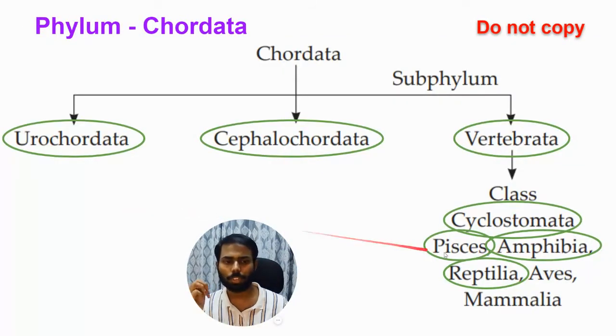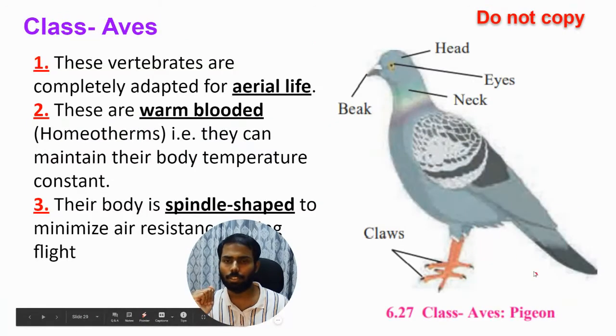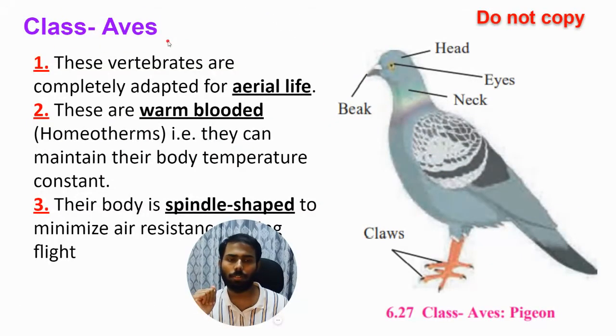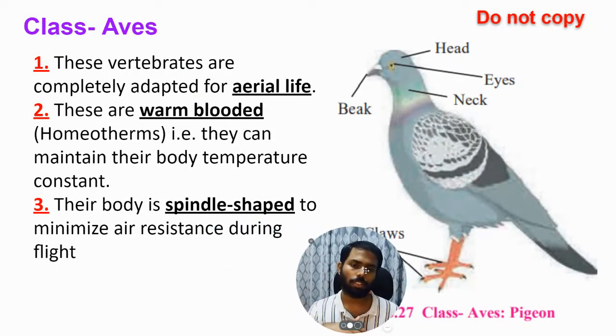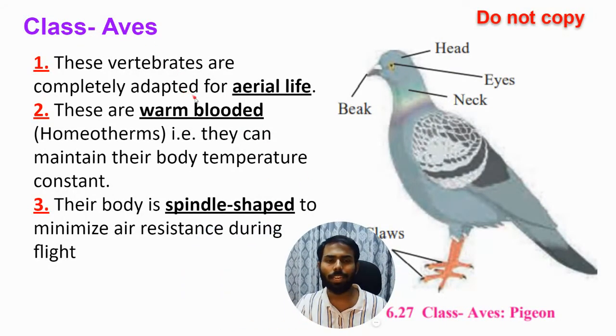Okay, so you're also done with Reptilia. Now we're moving on to Aves. Okay, so the first time I pronounced this word, I pronounced it wrongly, but it's pronounced as Aves. Okay, Aves. So Aves are mainly birds. Okay, so these vertebrates are completely adapted for aerial life.